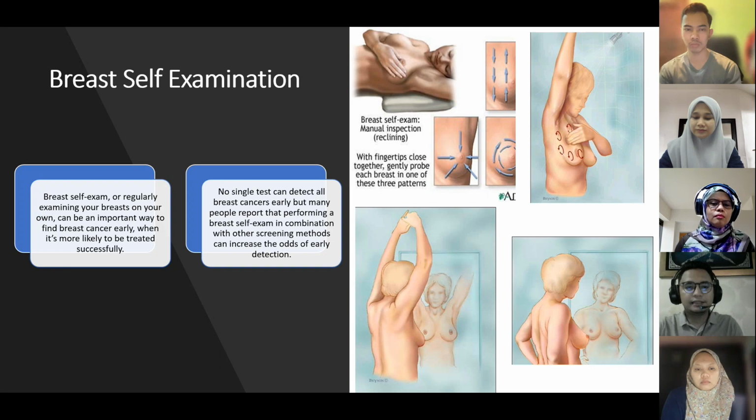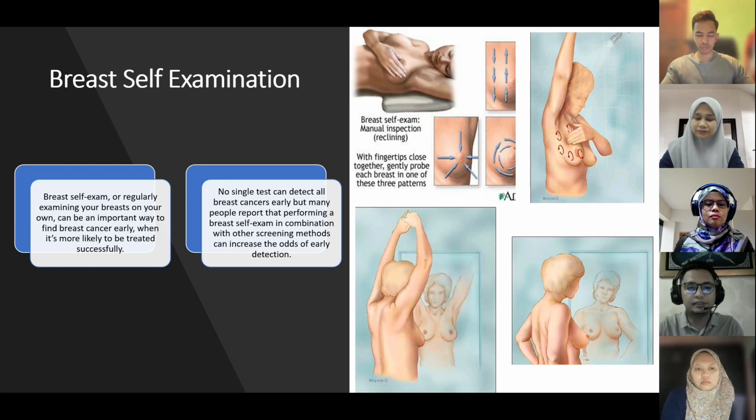No single test can detect all breast cancer early, but many people report that performing a breast self-examination in combination with other screening methods can increase the odds of early detection. Breast self-exam, or regularly examining your breast on your own, can be an important way to find breast cancer early when it's more likely to be treated successfully.